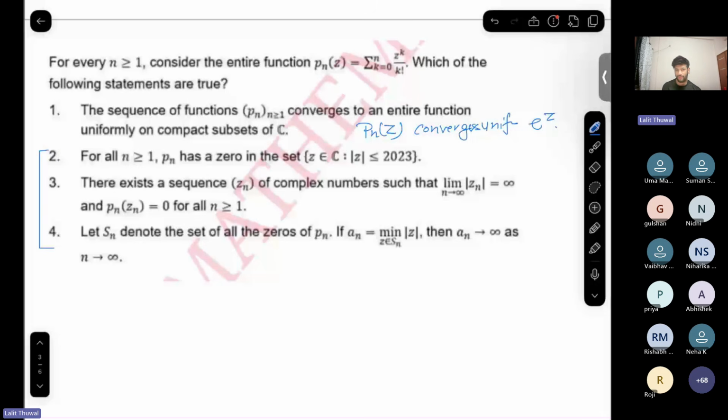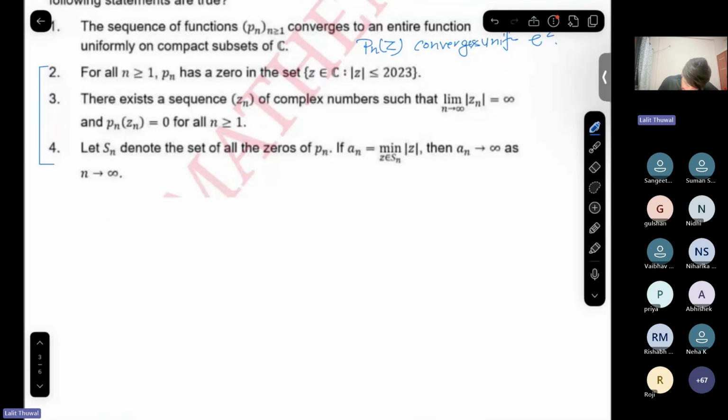Every compact set has a limit point in it. No, I mean every sequence has a convergent subsequence, right? In a compact set. I don't think that is needed or not, so I will see that. So which one is correct, Sangeeta? Sir, first, third, and fourth. First, third, and fourth. Okay, let's see.